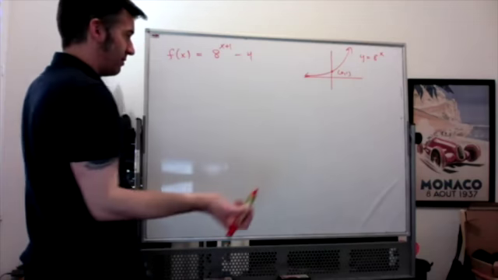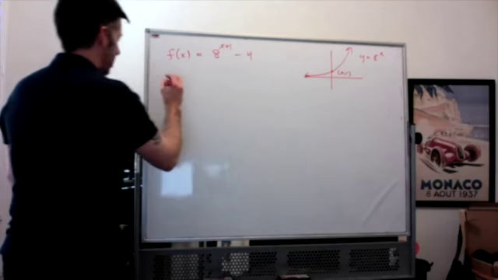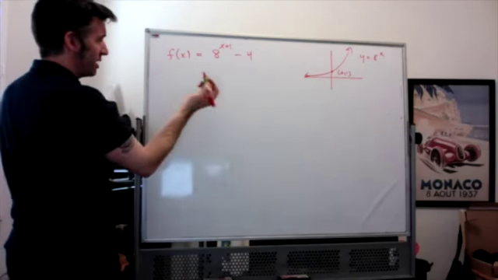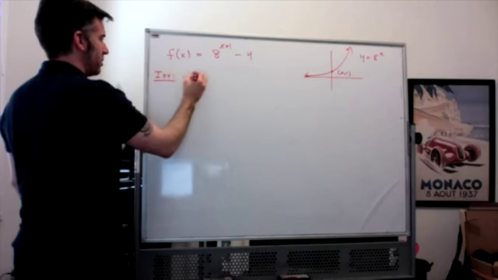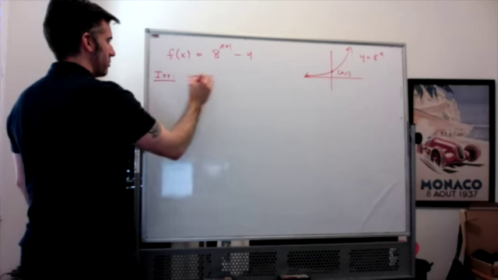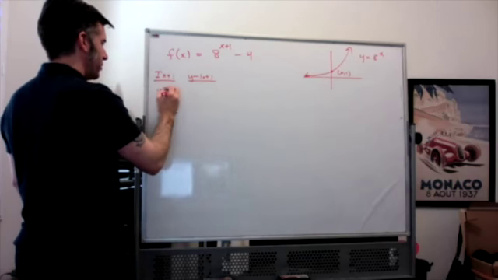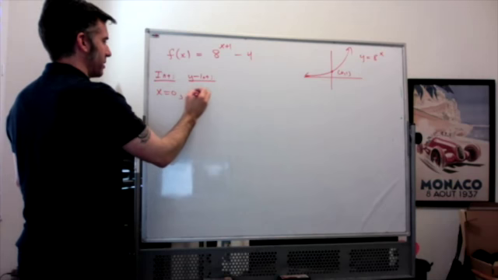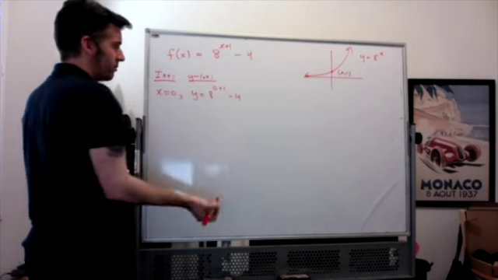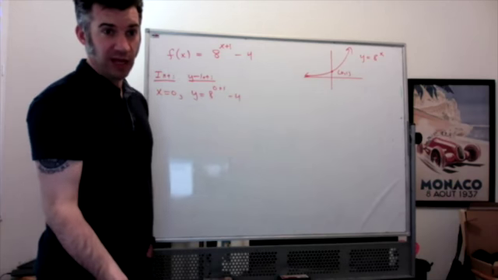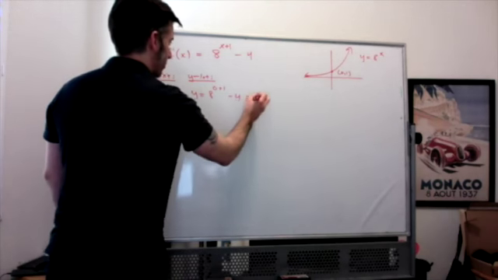So I'm going to find the things. Let's start with the intercepts. So y-intercept, I'm going to set x equal to 0. And if x equals 0, y is going to be 8 to the 0 plus 1 minus 4. 8 to the first is 8. 8 minus 4 is 4.